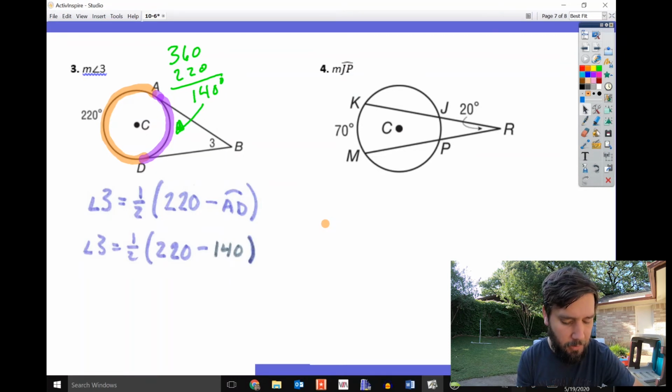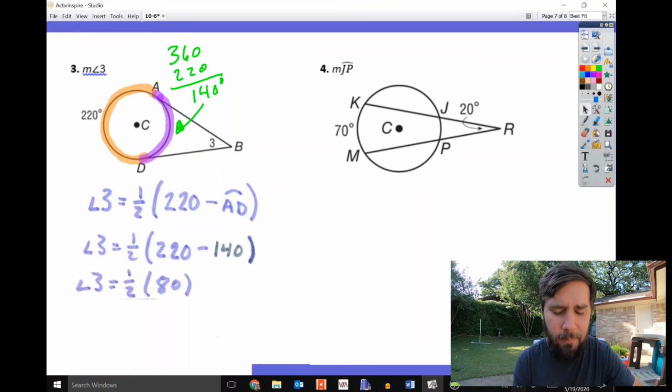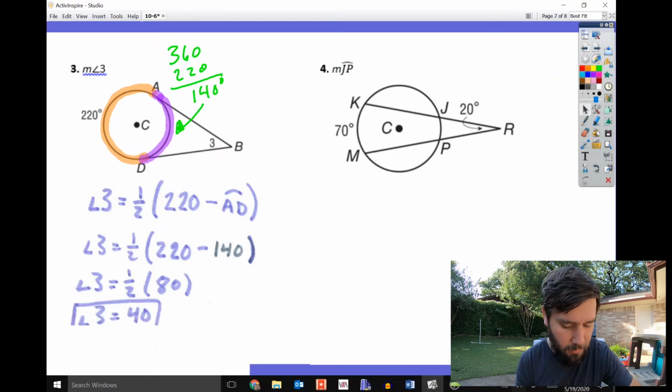So the measure of angle 3 is 1/2 of 220 minus 140. Well, what's the difference between 220 minus 140? Let's think about that. The difference will be 80 degrees. So 1/2 of 80 degrees gives me 40. So I know this is 40 degrees here.